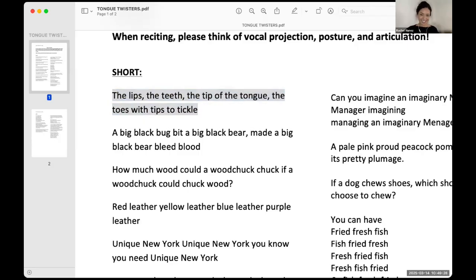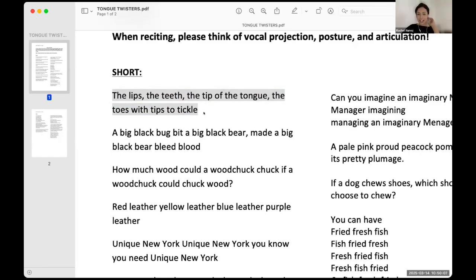Jonathan, go for it. We can't hear you yet. Activate your microphone. Yes, activate your mic. The lips, the teeth, the tip of the tongue, the toes with tips to tinkle. Okay. Yeah, it was good. Okay. Try to go faster now. Okay, the lips, the teeth, the tip of the tongue, the toes with tips to tinkle. Yeah, that's good. It's kind of funny, huh? Okay. Thank you so much, Jonathan.